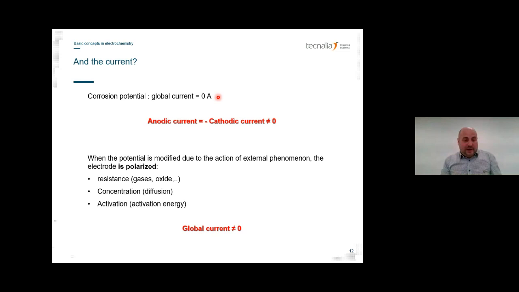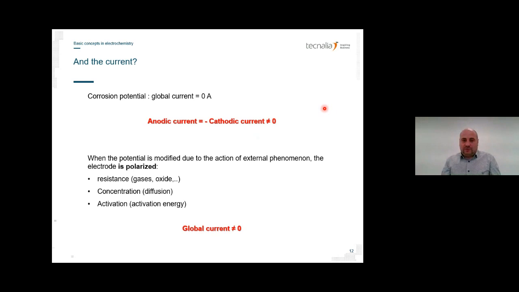So in theory there is no current escaping from this sample. But we know that there is corrosion, so there is an exchange of electrons between the anodic and the cathodic parts of the sample of the metallic material. So when we do just this measure of potential, there is no global current. But that doesn't mean that there is no current. There is actually current, but the anodic current is equal to the inverse of the cathodic current. And this current exists.